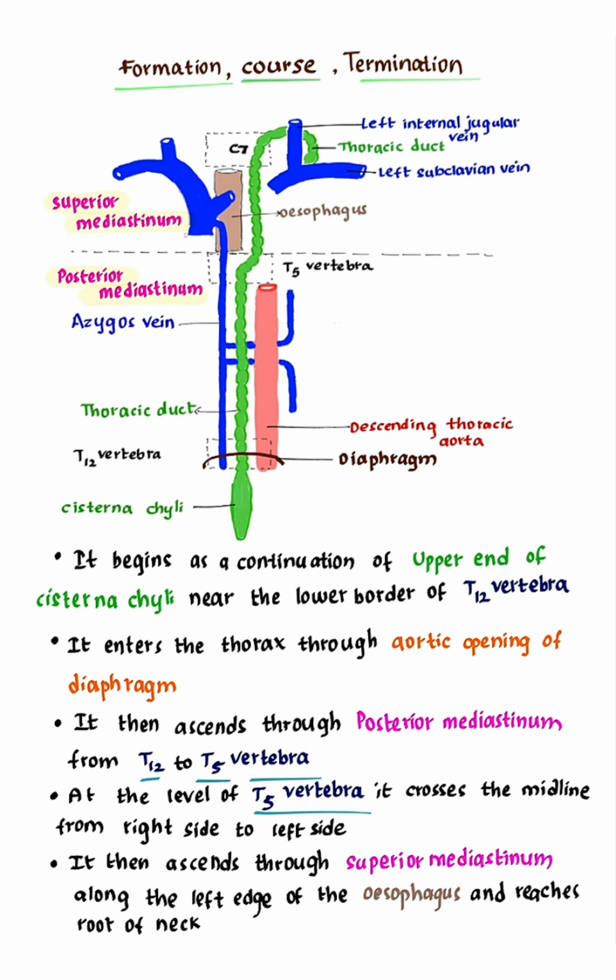It then ascends through superior mediastinum along the left edge of the esophagus till it reaches the root of the neck. In the neck, at the level of C7 vertebra, it arches laterally. Finally, it descends down in front of first part of left subclavian artery, and it ends by opening into the angle between the junction of left subclavian vein and left internal jugular vein.